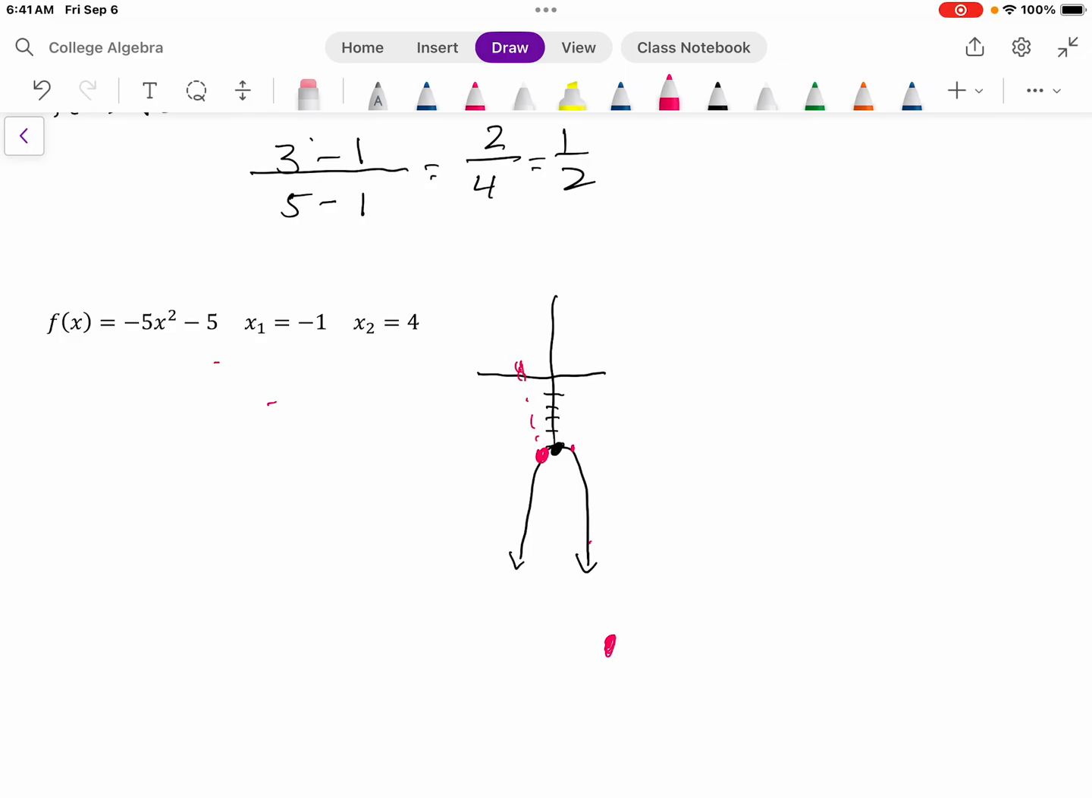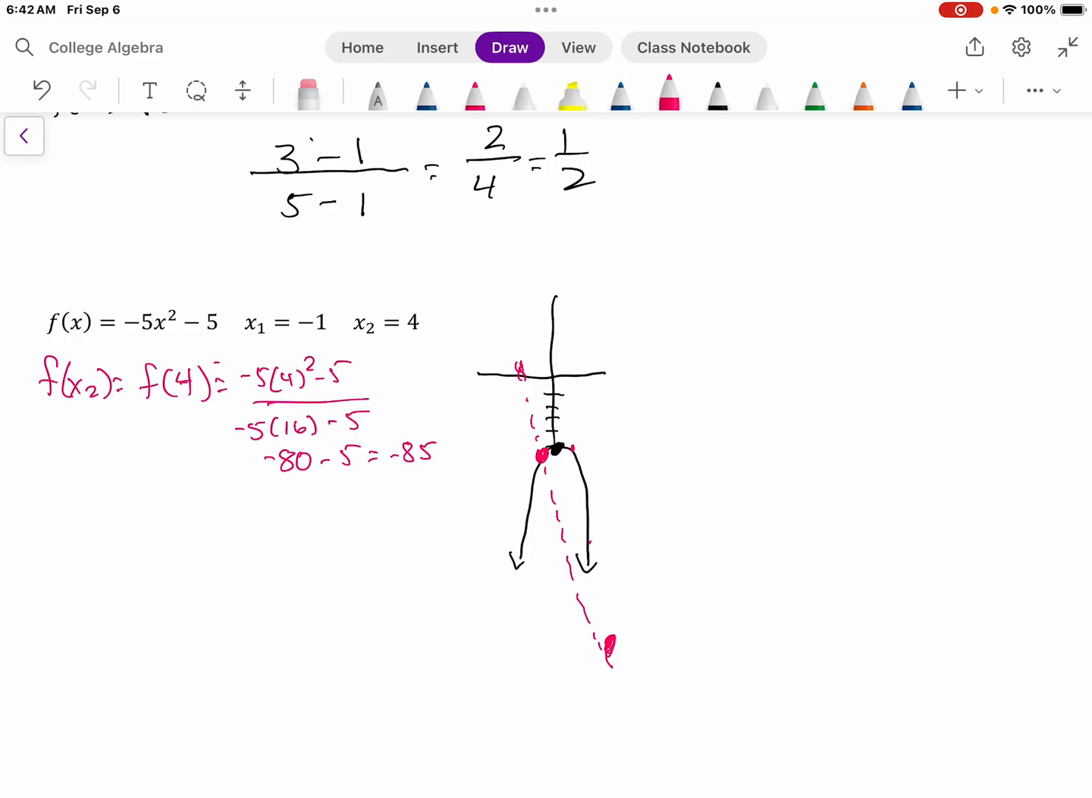Now, when we're finding the average rate of change, we're actually finding the slope of the secant line. That's a term that popped up in class when we talked about it. So now let's go through. F of x2 would be f of 4. So that would be -5 times 4 squared minus 5. What does that give me? That gives me -5 times 16 minus 5. That's -80 minus 5, which is equal to -85.